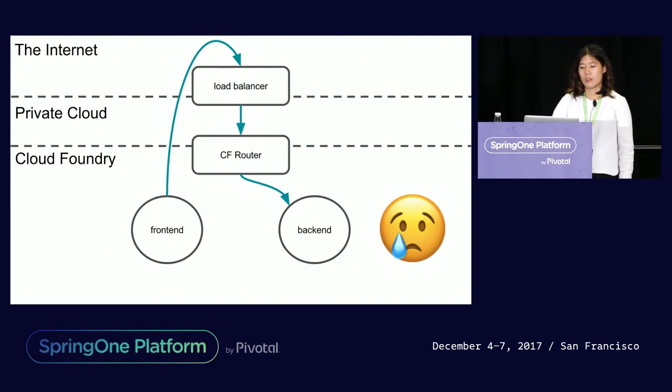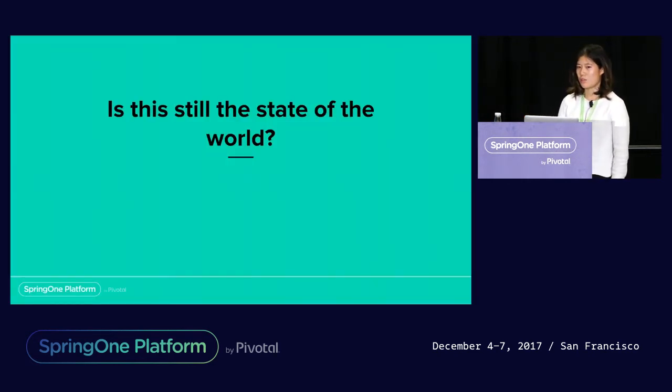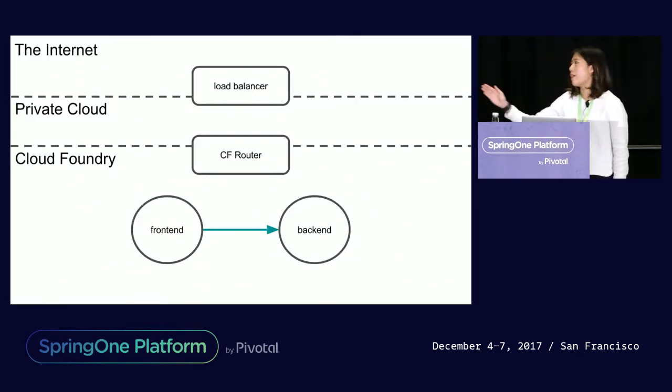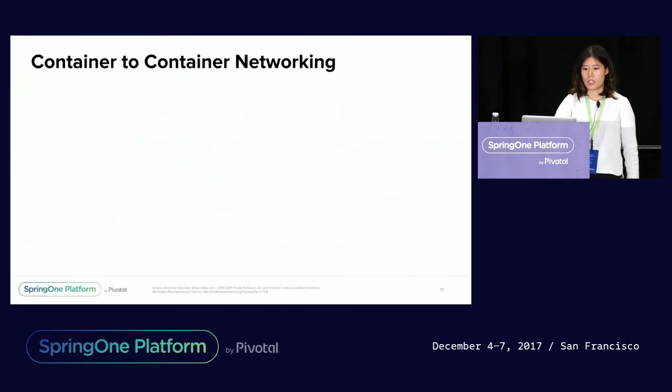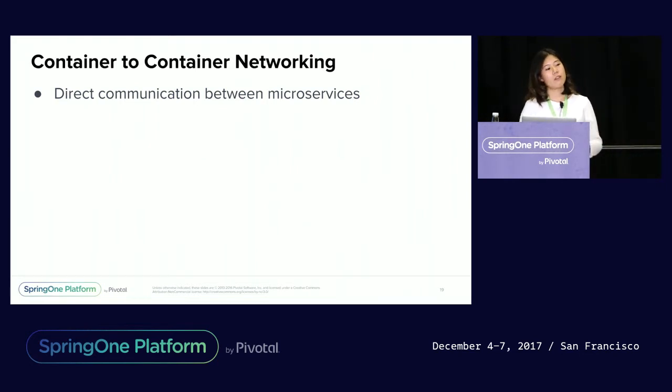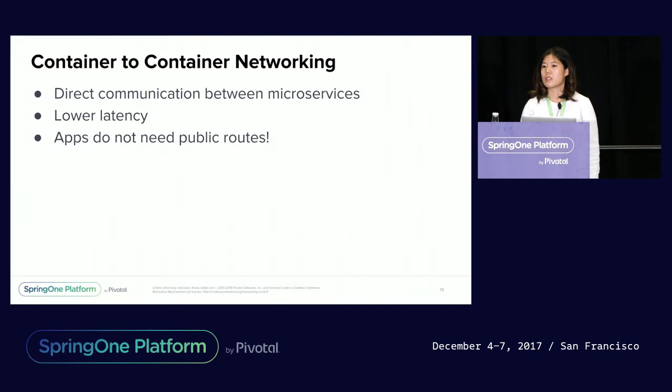So luckily, I said this was the old state of the world, right? It's not the current state. Now we can have this simple line between your front end communicating directly to your back-end app. And this is enabled with container networking. So container-to-container networking is allowing this direct communication between your microservices. Your traffic doesn't have to leave your Cloud Foundry. It's introducing lower latency, and also now your apps don't need public routes. We're allowing you more fine-grained access for your applications.